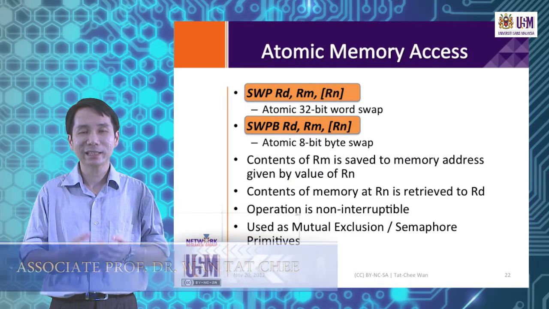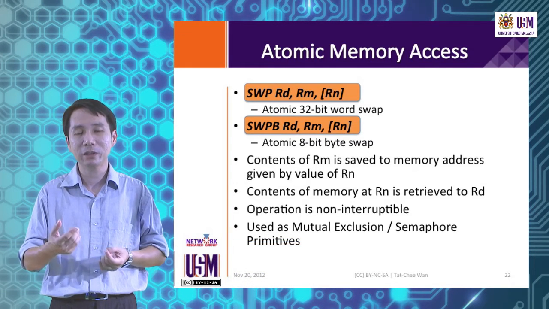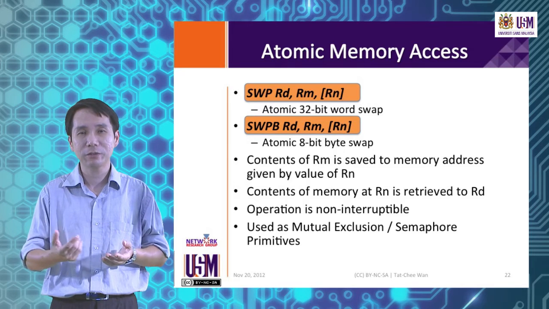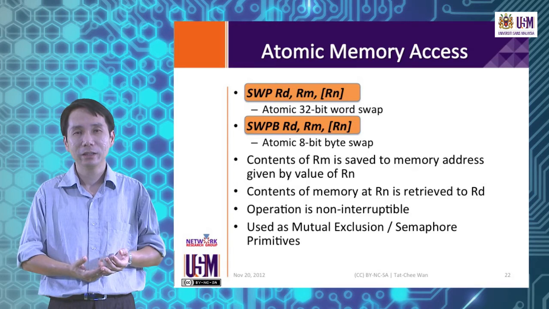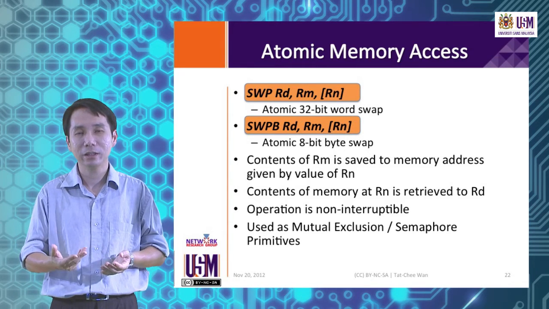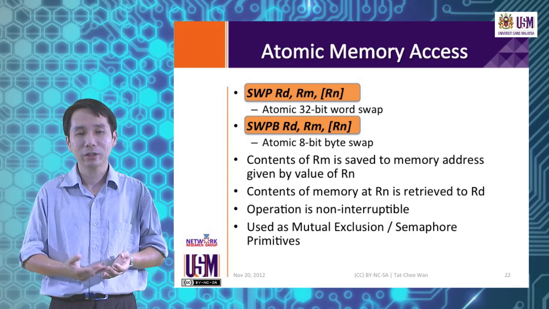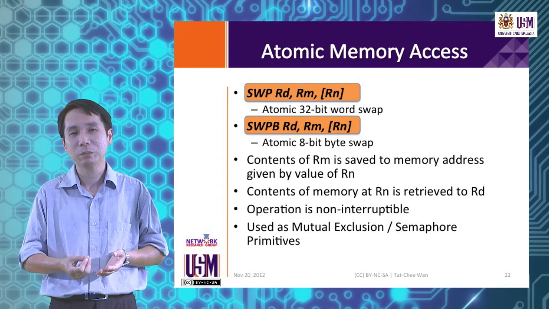Now the operation is non-interruptible, meaning that when we are performing this exchange of data between Rm, memory, and Rd, no other instruction or interrupt can take place and affect the operation. Consequently, it is used as a mutual exclusion or semaphore primitive.